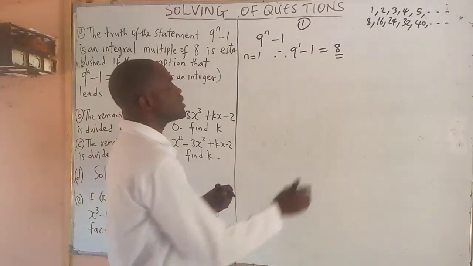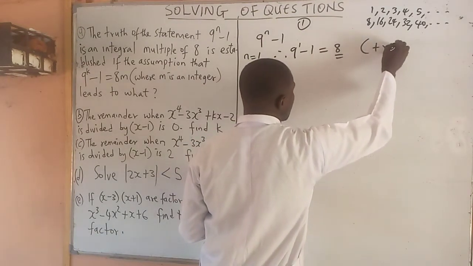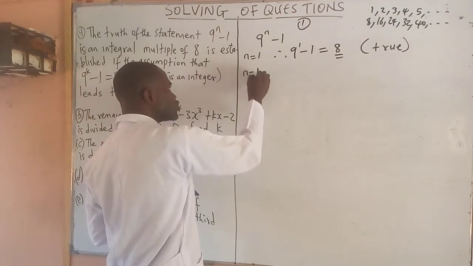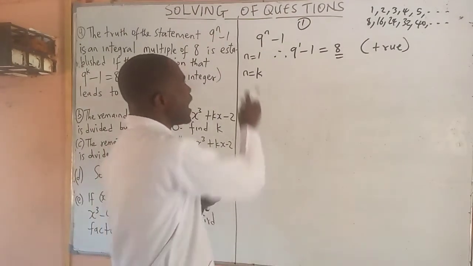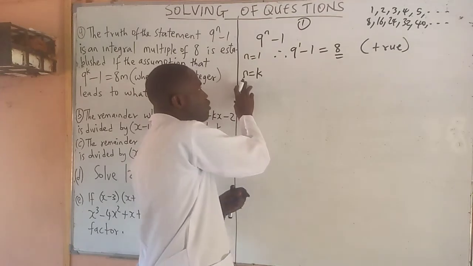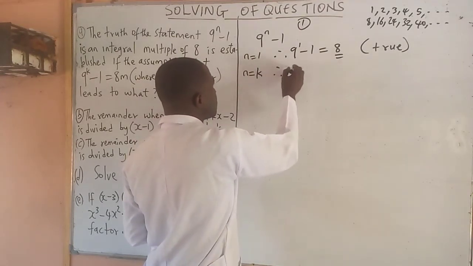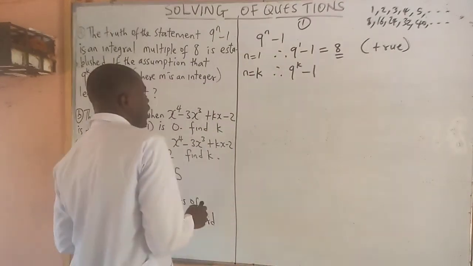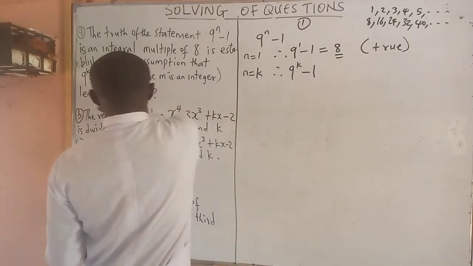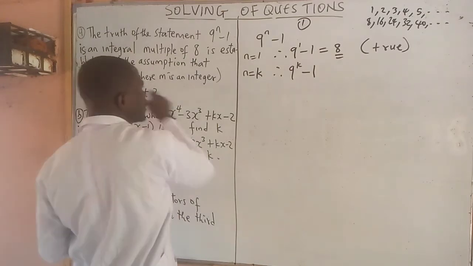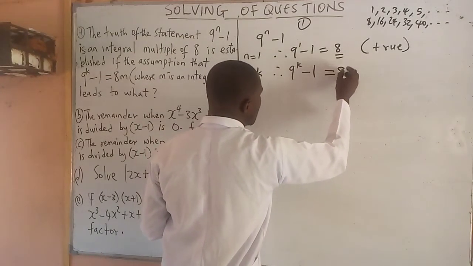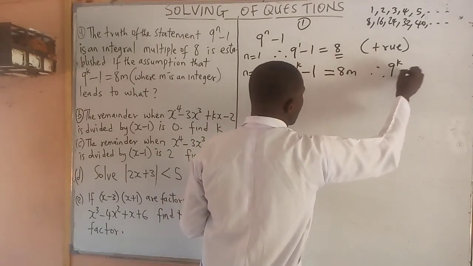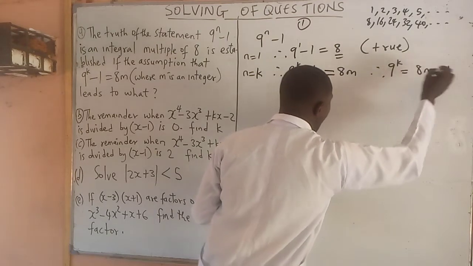So because the statement is true and n equal to 1, we now say it will be true also when n is equal to k. Since when n equal to 1, it will be also true when n equal to k. That will be giving us 9 raised to the power k minus 1. Now, they said 9 raised to the power k minus 1 equal to 8m. We equate this to 8m. That implies that 9 raised to the power k will be equal to 8m plus 1.